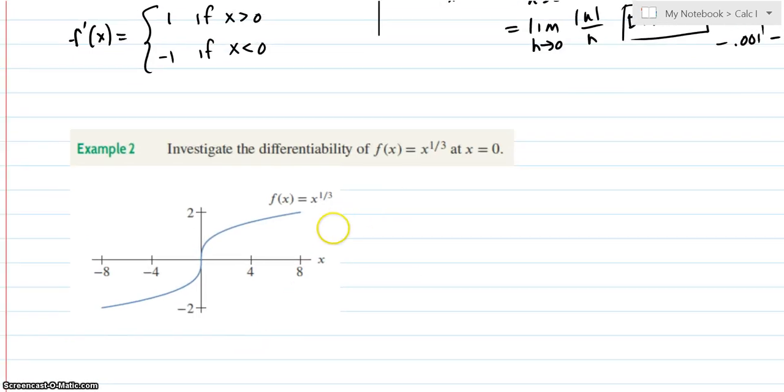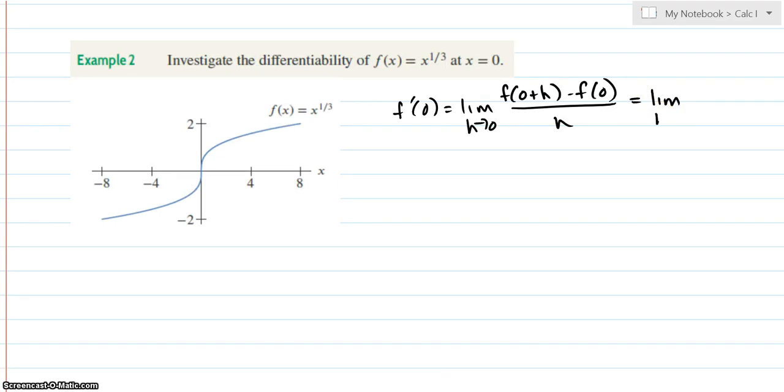So let's look at the definition again of f prime of 0. And what is this going to be? Now we're going to plug in f of h, so that'll be h to the 1/3. F of 0 is just 0, over h. So that would be 1 over h to the 2/3. How did I get that? I can subtract these exponents. It'll be negative 2/3, so it's 2/3 in the denominator. Or just bring this down here.